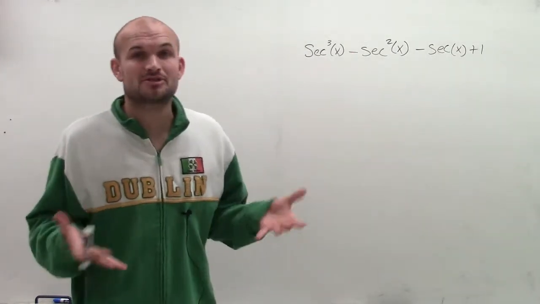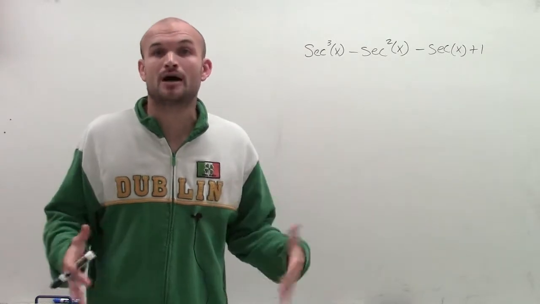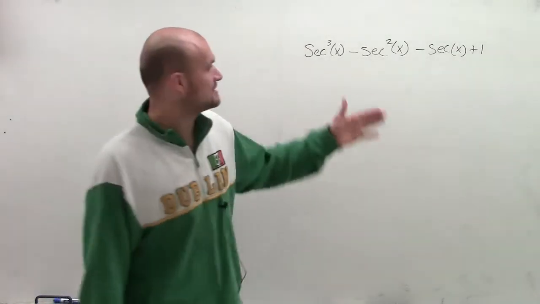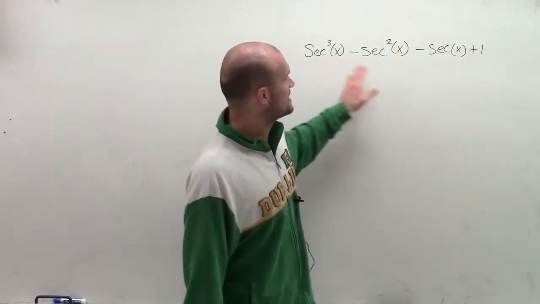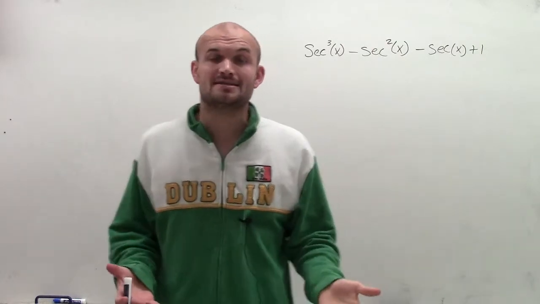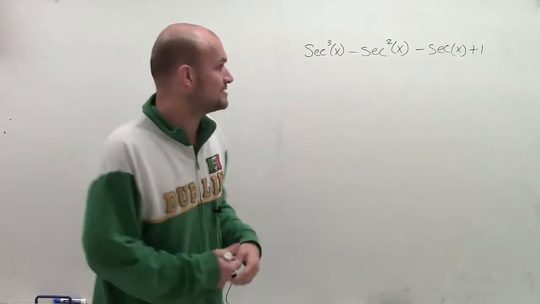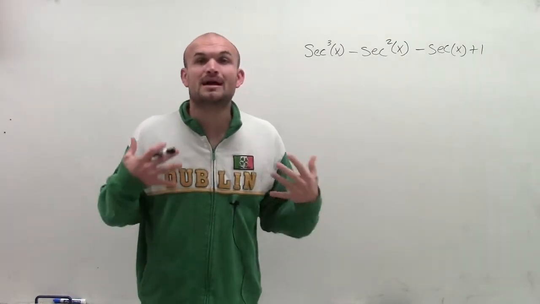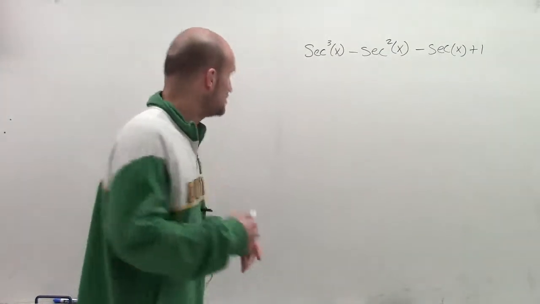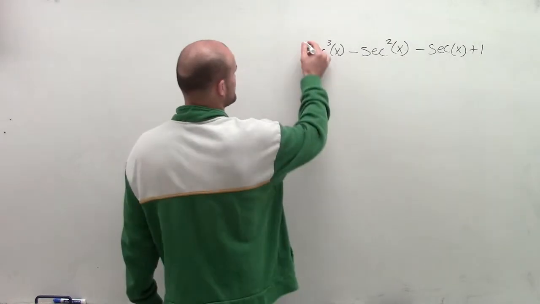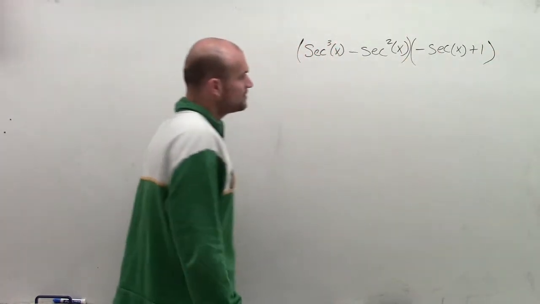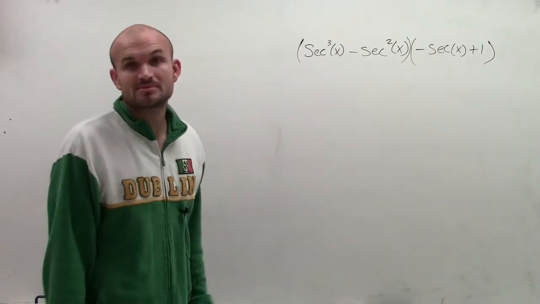Is there any special type of thing I could factor that might help rewrite the expression? And I noticed there's 4 terms. Even more important about these 4 terms, they all share secant except for the 1. So I can't factor out a secant by using the greatest common factor. But when I have 4 terms, that automatically says, see if you can factor by grouping. So to factor by grouping, just like what we did with regular polynomials, we're going to group the first 2 terms and the last 2 terms together.